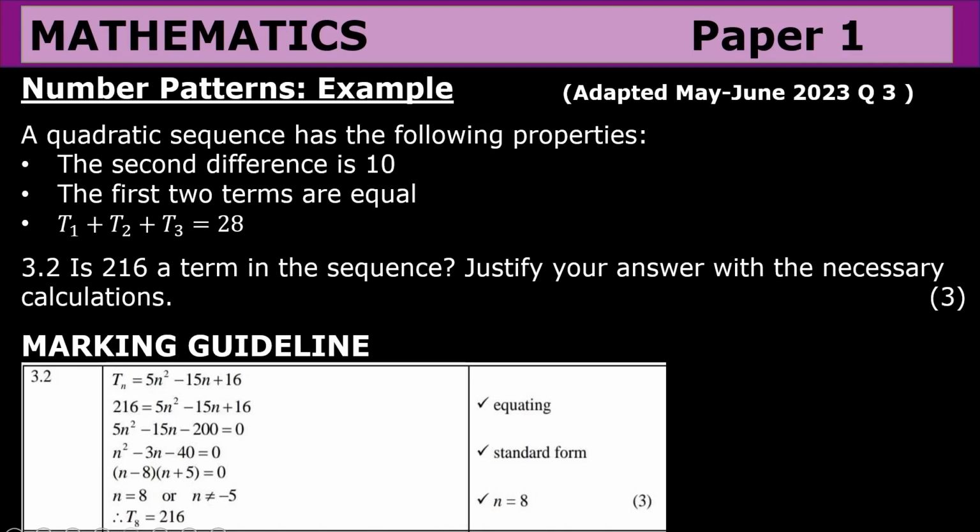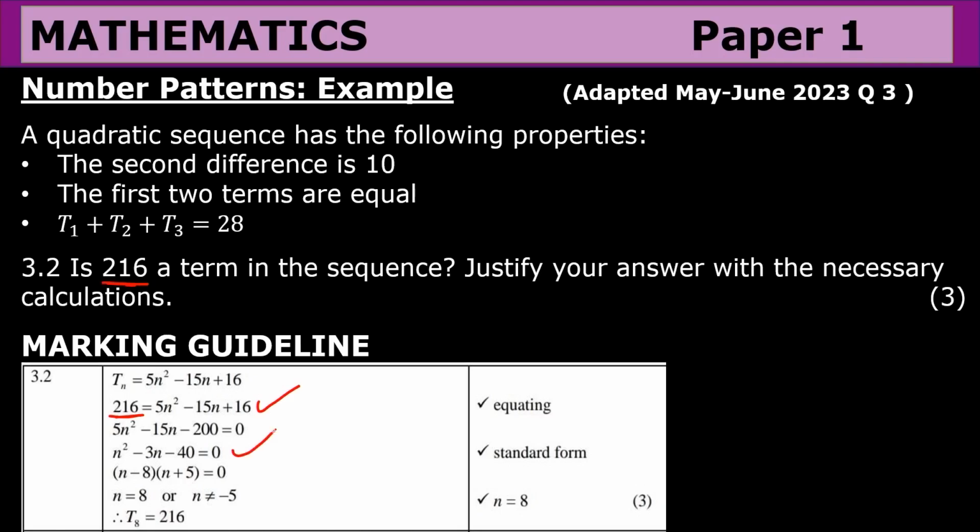Let's look at, still looking at the same question. It says there, is 216 a term in the sequence? Justify your answer with the necessary calculations. So now we need to check if 216 is a term in the sequence. Well, we already have the general term, which is 5n² - 15n + 16 that we had to show. Then you're going to get a mark for equating this general term to 216, because we need to check if this is a term in the sequence.